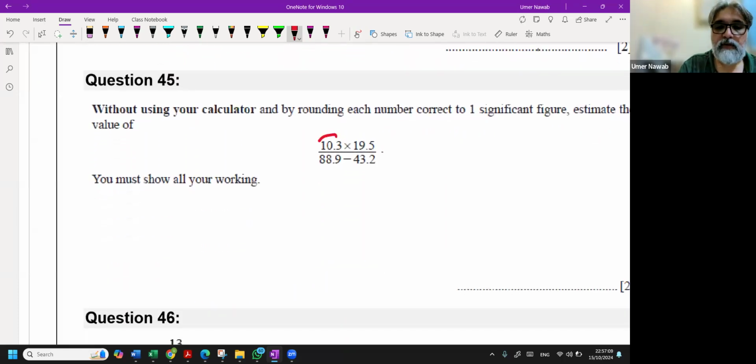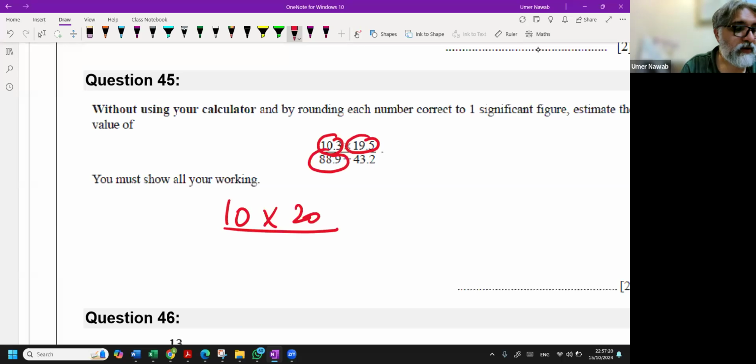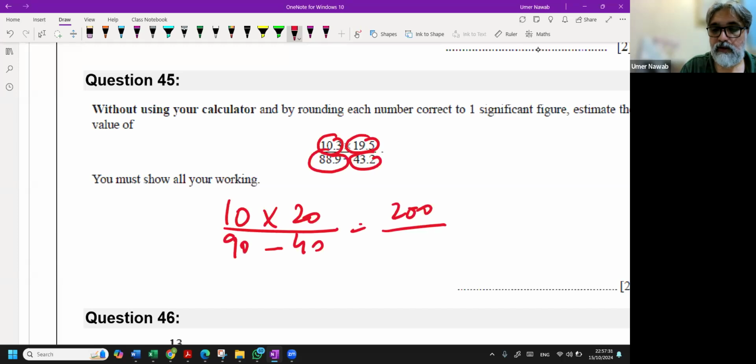Repeated question: 10.3 will be written as 10 to one significant figure. 19 to one significant figure will be 20. 88.9 to one significant figure will be written as 90. And 43.2 to one significant figure will be written as 40. Now 10 times 20 will be 200, and 90 minus 50 is 40, so 50. 0 cancels, so divided by 5, divided by 5, I'm going to get 4.